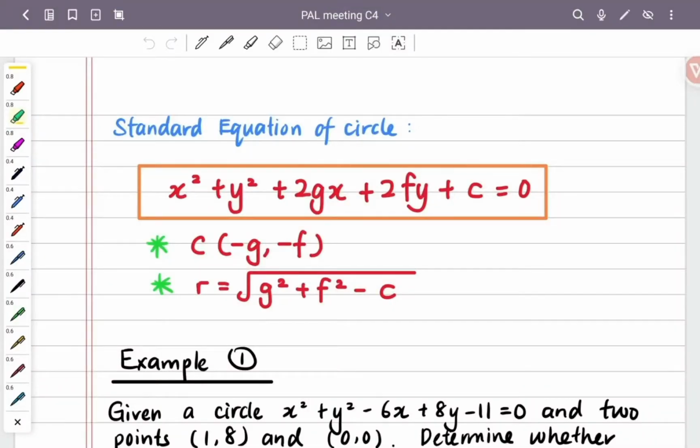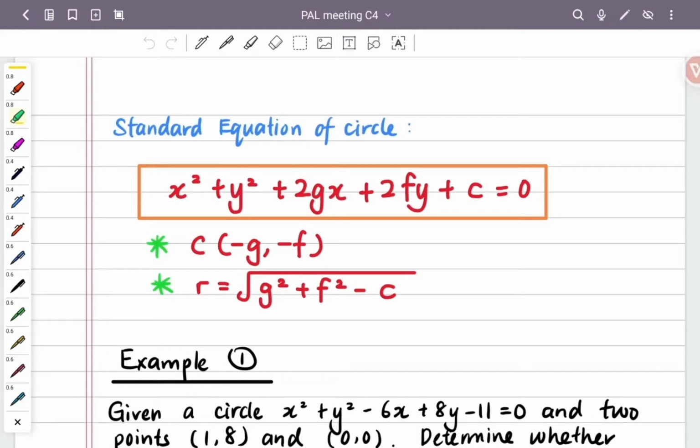Hi all, so today we're going to do a short revision on chapter 4 conics, and we will mainly focus on the subtopic circle. Okay, so today we'll try out 3 questions on circle. So before we go into the questions, let us have a short revision on circle.